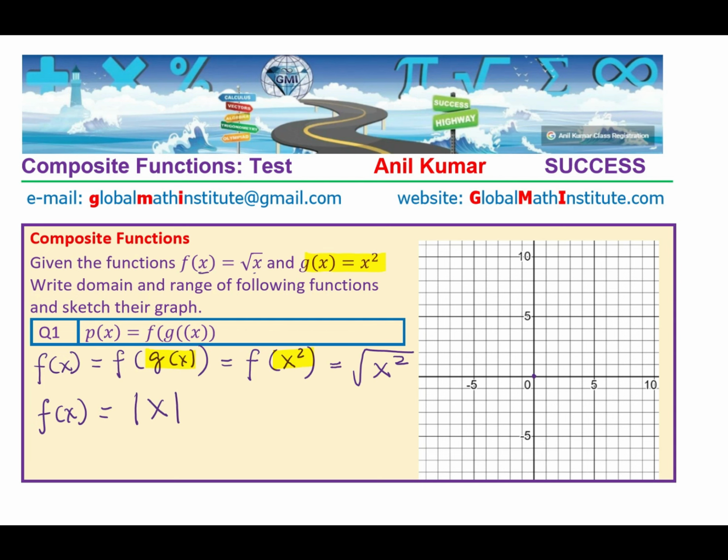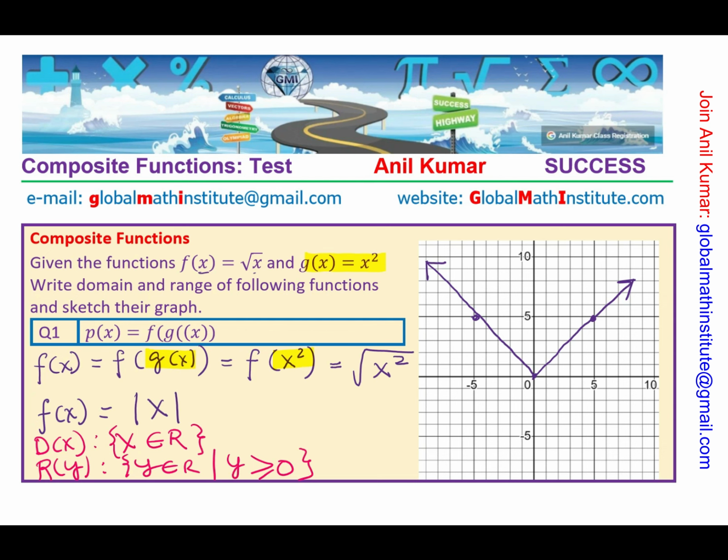You can sketch it now, right? So at 0, 0; at 5, 5; and at minus 5 it is also going to be positive 5. It will be something like this. Is that clear to you? So that becomes the function. Once you sketch it, you can write down the domain and range of this function. As you can see, the domain is x belongs to real numbers, right? And the range, the y values, is y belongs to real numbers, however, y is greater than or equal to 0. Is that clear to you? That is how we can solve this particular question.